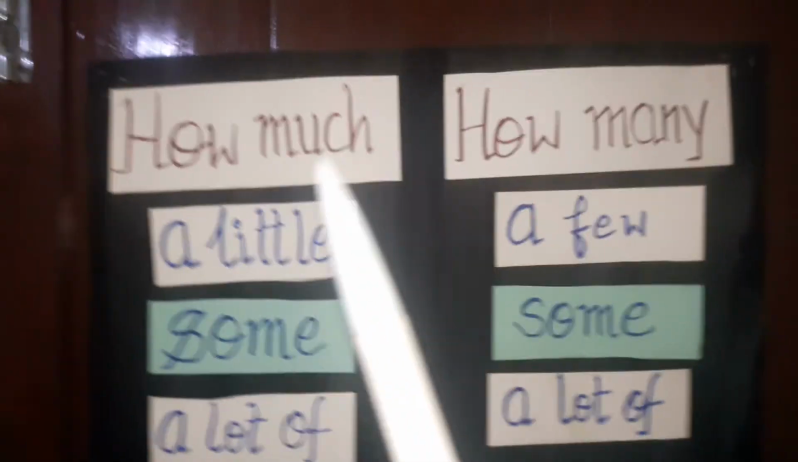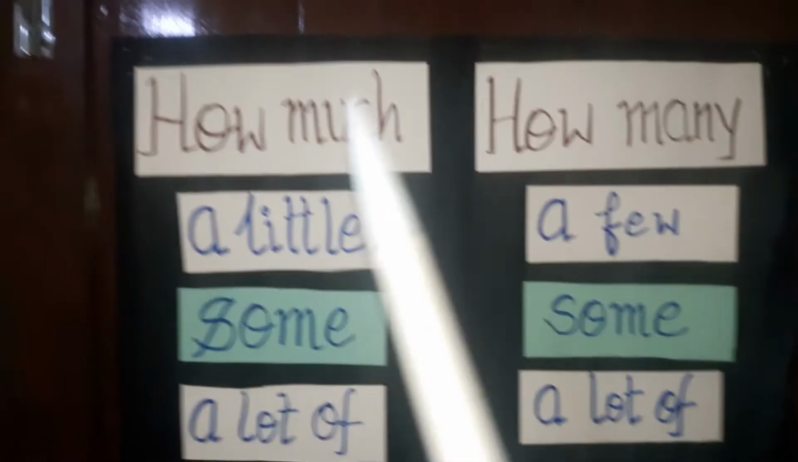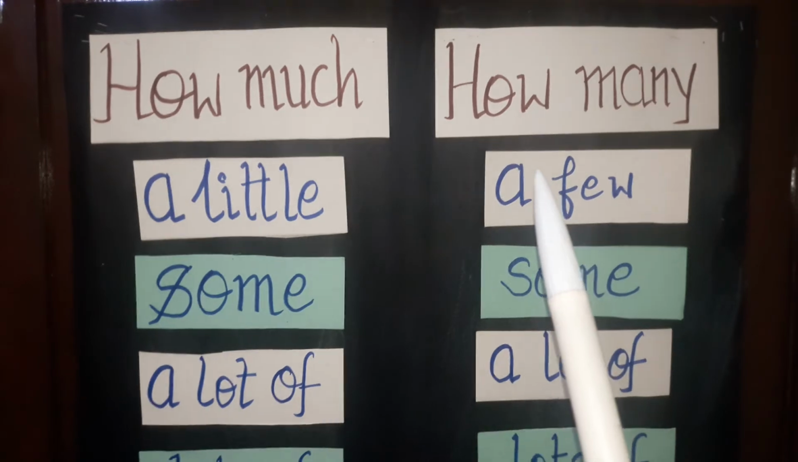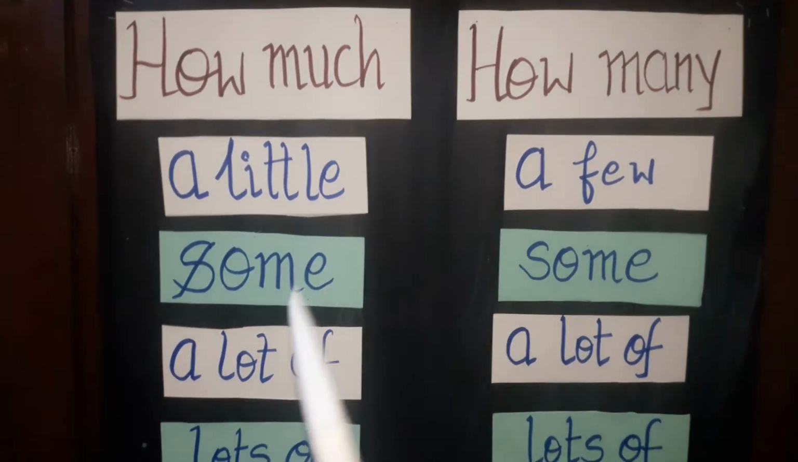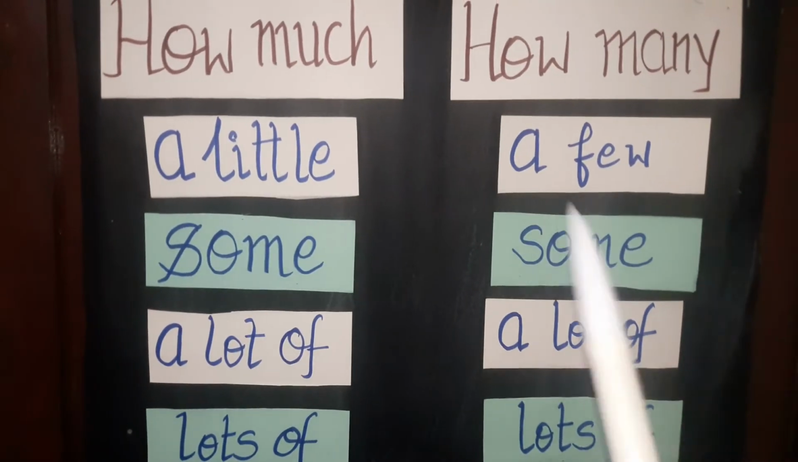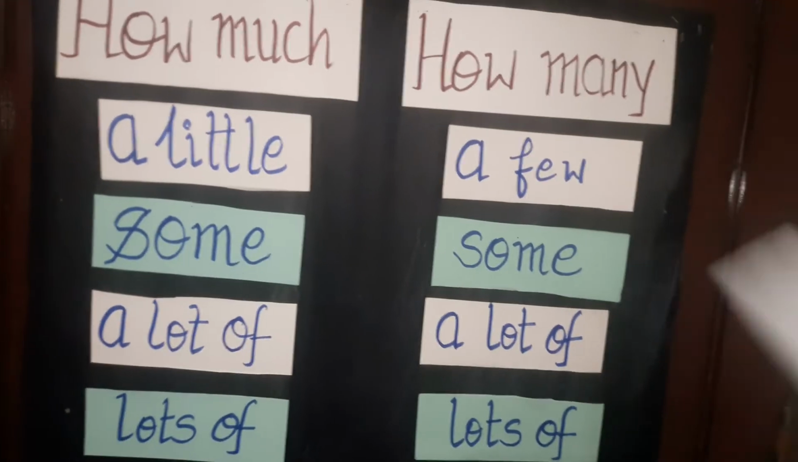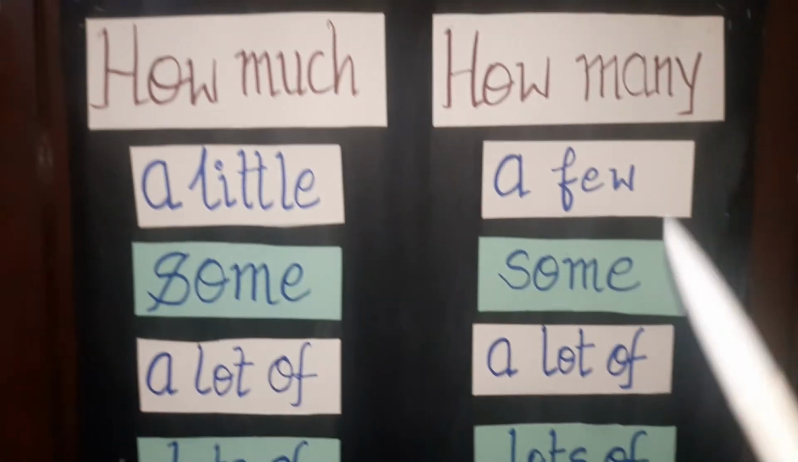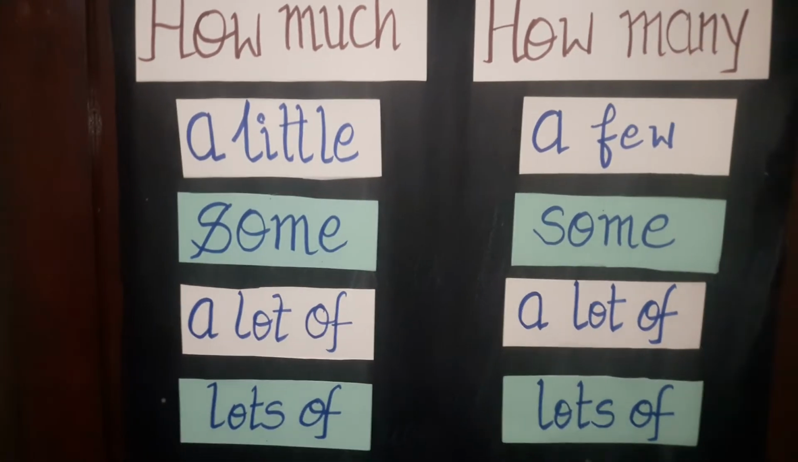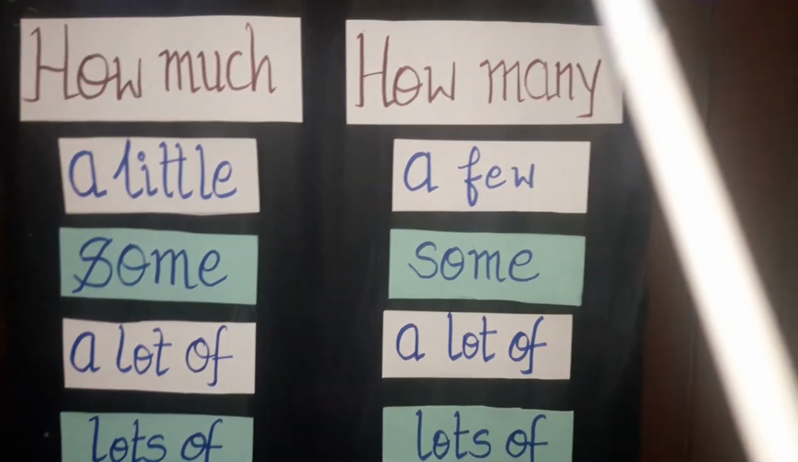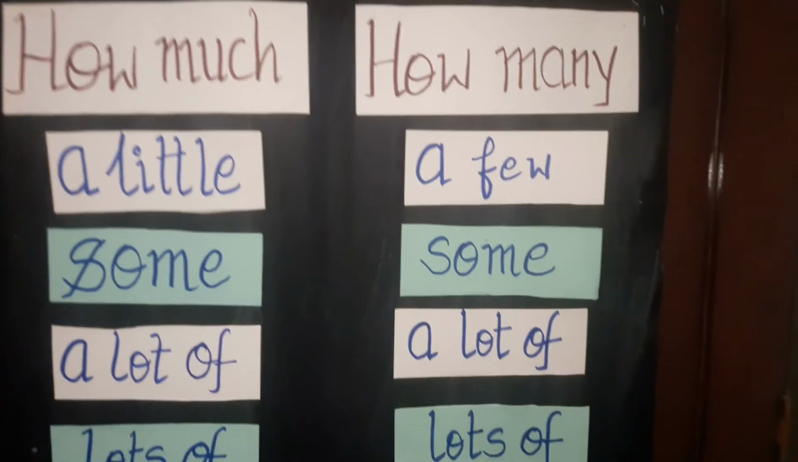So children, you have to understand the difference between how many and how much. How much is used for uncountable nouns, like things such as water, tea, rice, sugar, all these things. And how many is used for countable nouns.